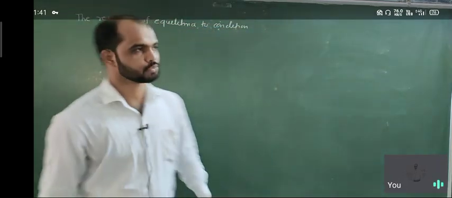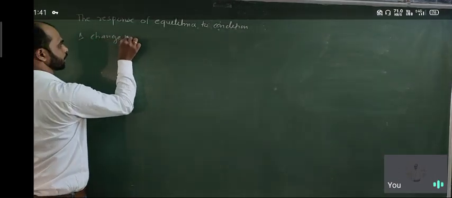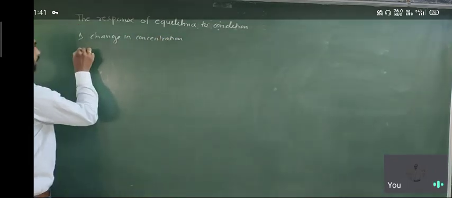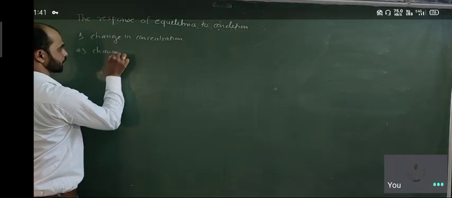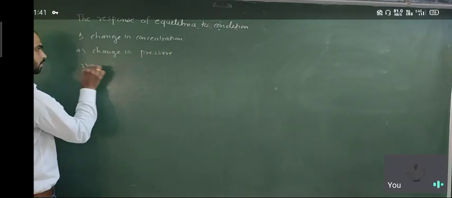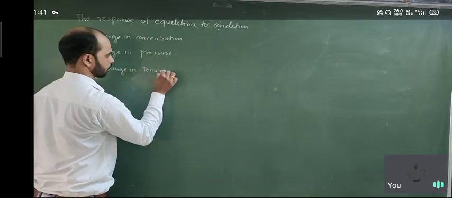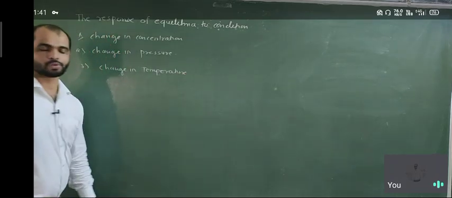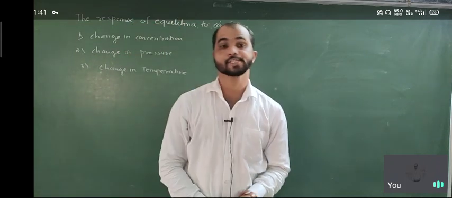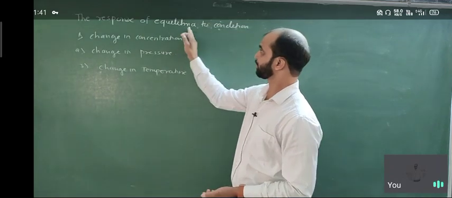There are three conditions we change here. First is change in concentration. Second, change in pressure. If we change the pressure, what happens? And third is change in temperature. On equilibrium, if we do one of these things, how is the equilibrium shifted, or how does the equilibrium respond to the conditions? This is the point of discussion: the responses of equilibria to conditions.